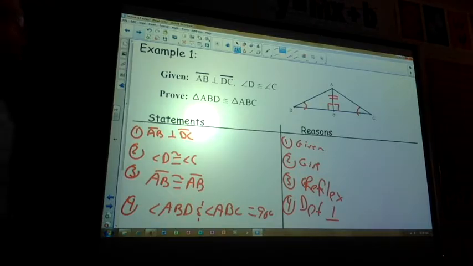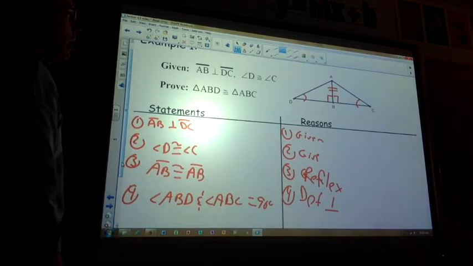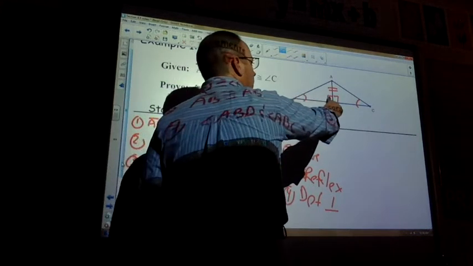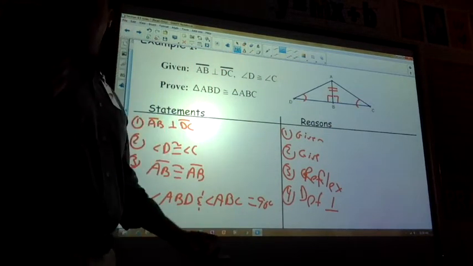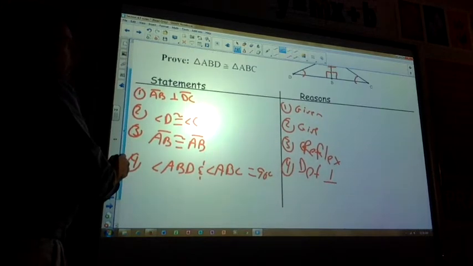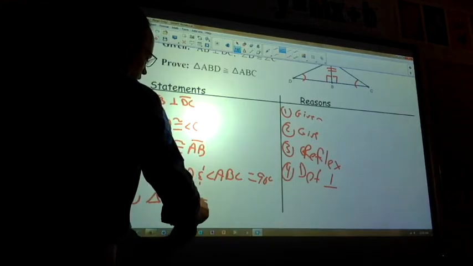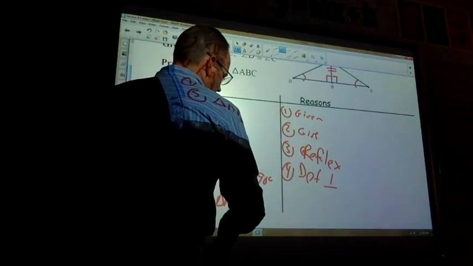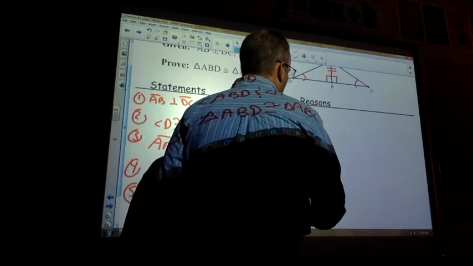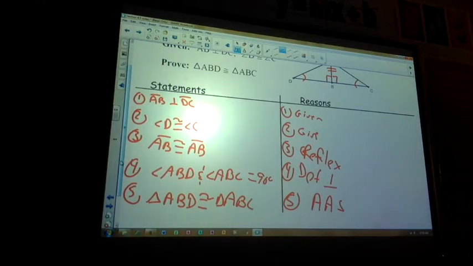What do we know then? Do we know enough to prove those triangles are congruent? Side angle side? Angle angle side. Because I know this angle and this angle. I don't have to say that 90 is equal to 90. That's redundant, but this is definitely angle angle side. So I can go ahead and state that triangle ABD is congruent to triangle ABC, because we have angle angle side. There's no reason why we shouldn't use that.